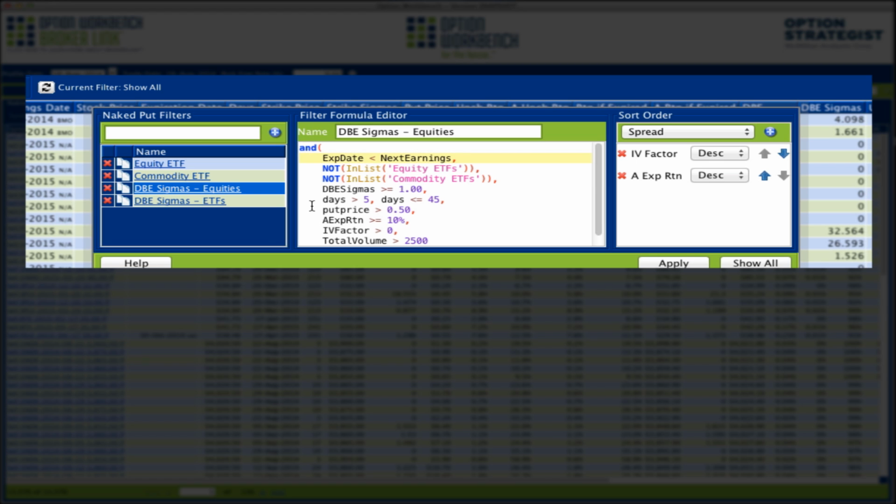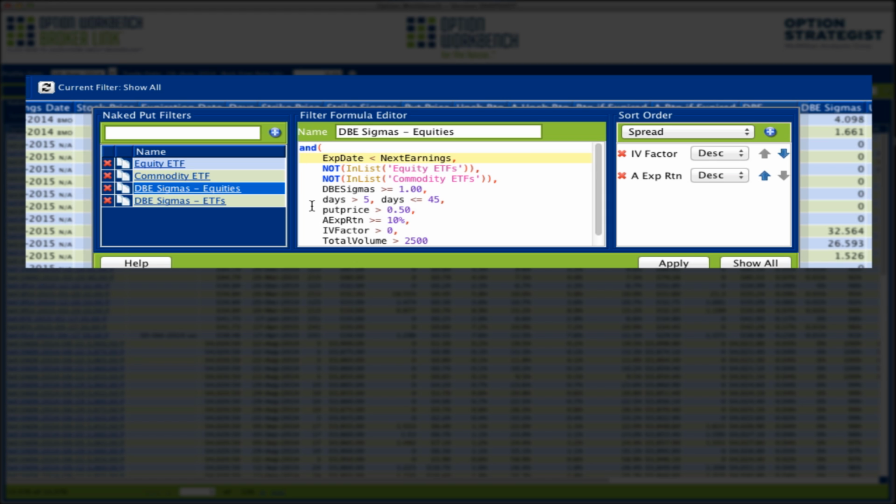So the first thing is I want the expiration date to be prior to the next earnings date. That's kind of an important feature of this little filter. I don't want to sell a put ahead of an earnings announcement, even though you probably get a good premium for that.